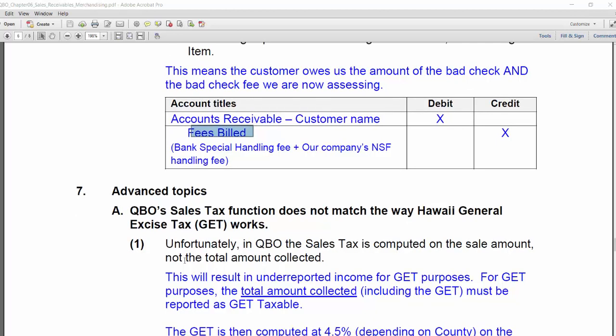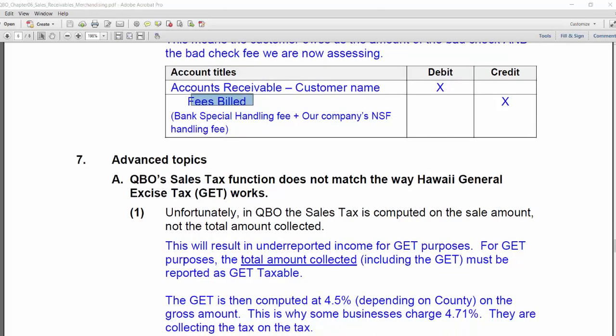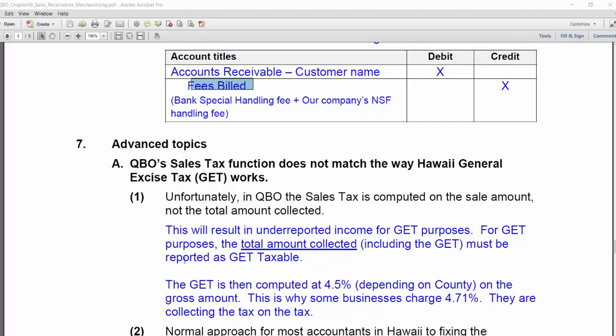So what that means is if you have a 4.5% tax, you're going to have to pay 4.5% of the 4.5% that you collect. And then when you collect that, you're going to have to pay 4.5% of that too. So there's this kind of never-ending 4.5% on whatever you collected. The normal approach that many businesses use is that they charge the customer 4.71%, and in that way they pretty much collect all of the tax on the tax.